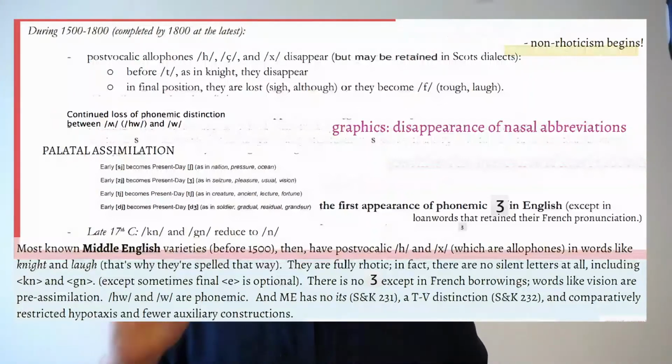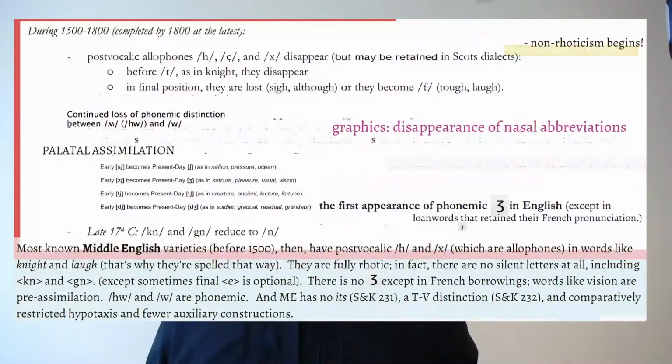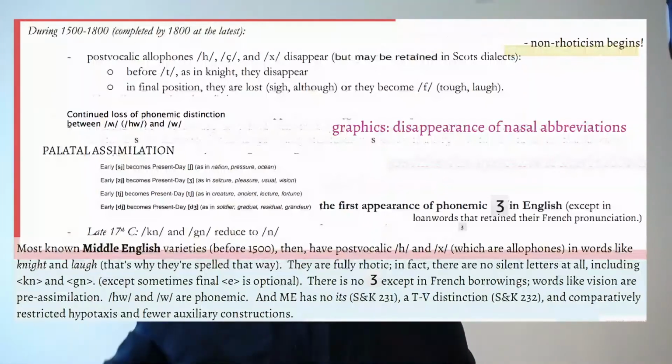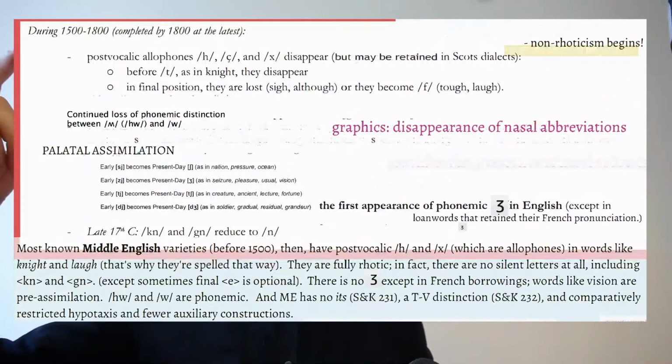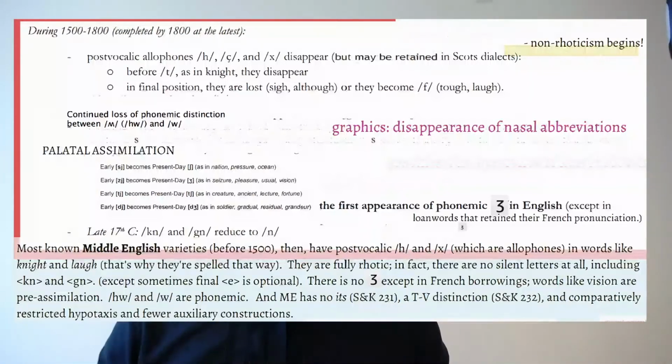And importantly, and this is important, right, we have in the late 17th century the gradual reduction of kn and gn, as in knight and gnat, or knee, reducing to n. Now we say night, gnat, like the bug, knee, like the part of my body, right, in the late 17th century. All of these are important because each of these cases, non-rhoticism, the reduction of silent K's and silent G's, etc., right? The disappearance of these post-vocalic allophones, but retaining them as GH. In each of these cases, we have what's called silent letters.